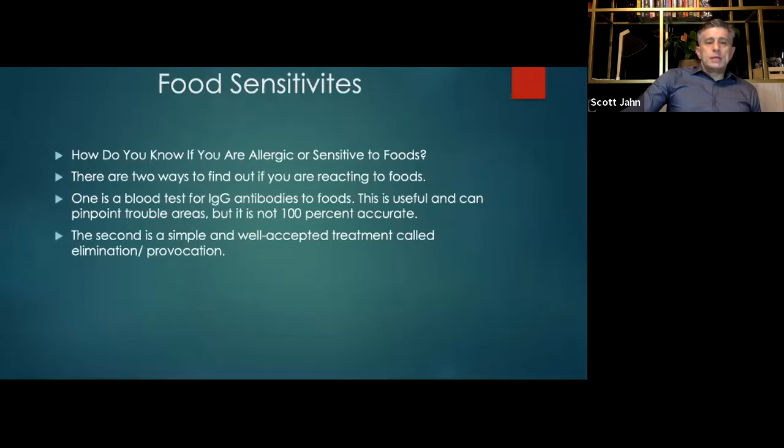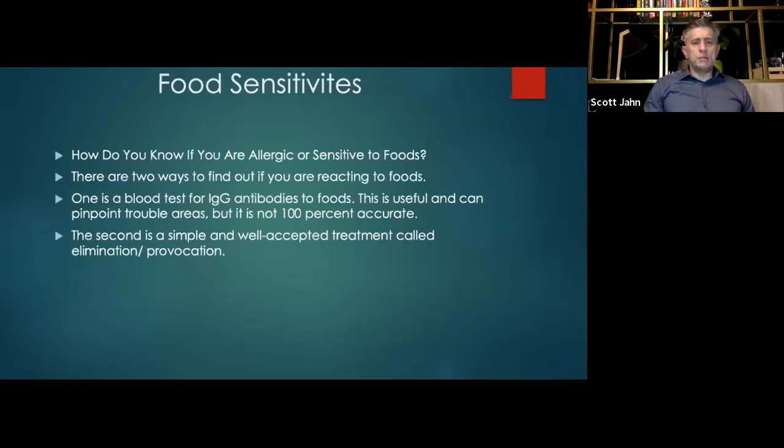So, food sensitivities. How do we know if we're irritating our gut lining? Well, there's a couple of ways you can do it. You can get a blood test called the IgG antibody test. It's not 100% because there are different kinds of reactions. There's a cell-mediated reaction, and there's an IgA-mediated reaction. So you might have not a full-blown reaction, but more of a low-grade reaction to it.